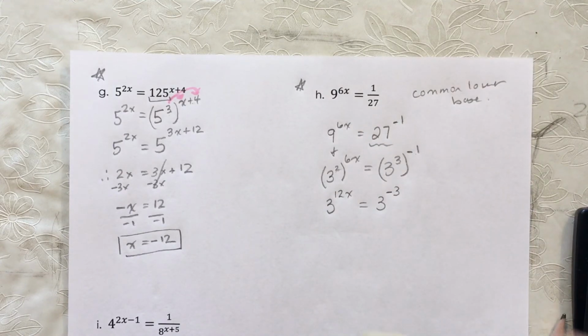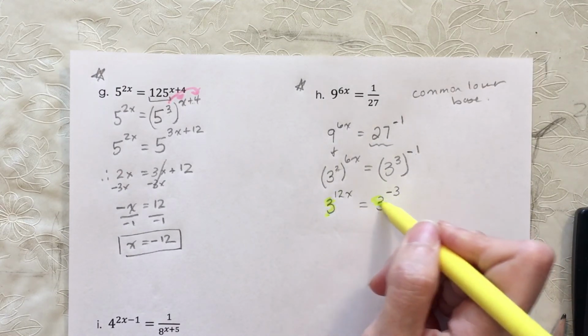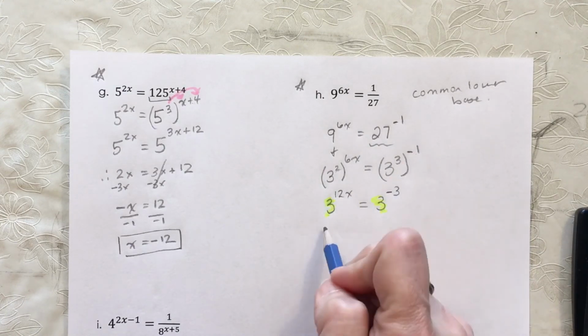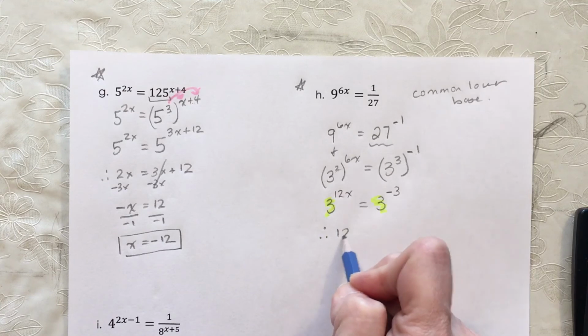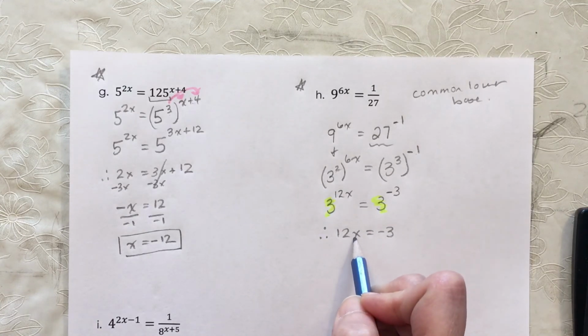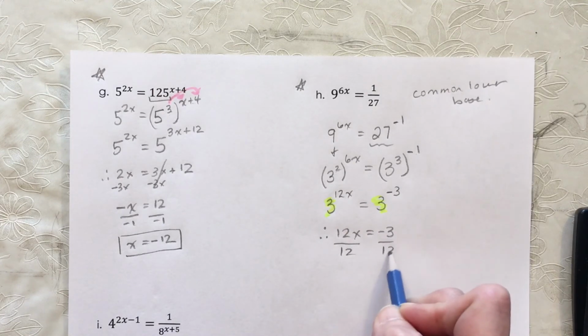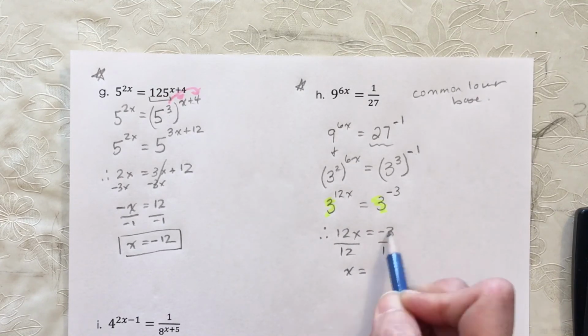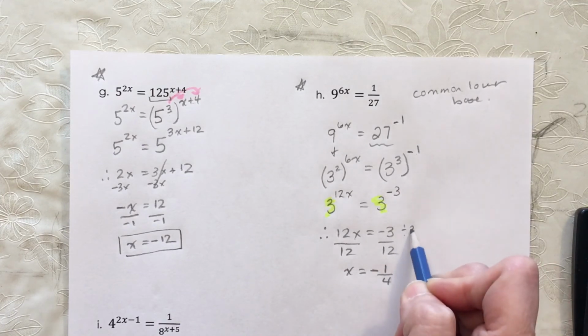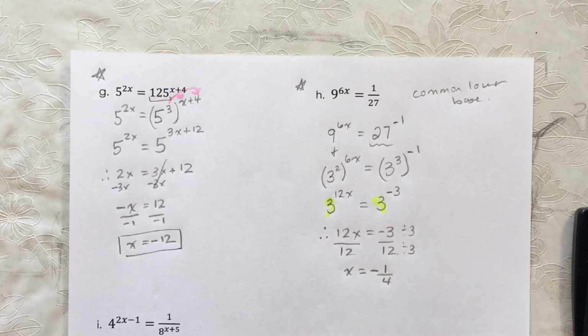So now I've got the same base on both sides. So therefore the exponents must be equal. But I'm solving for x because I'm solving an equation, so I want to divide both sides by 12. And negative 3/12 reduces to negative 1/4. So there's my solution.